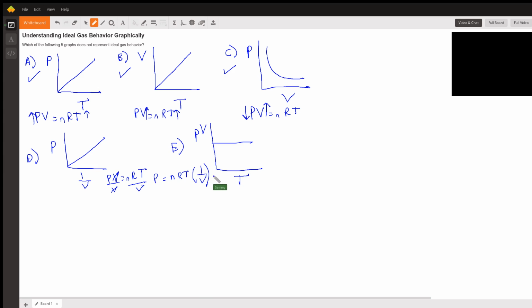So we have to treat 1 over V as an entity by itself. So if we increase 1 over V, then the pressure is going to increase as well. Yes, that is true. They are directly proportional. So D is correct. Let's look at E.